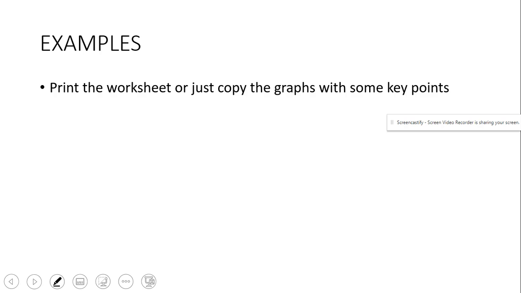The examples page is another worksheet. If you have a printer, for my distance learning students, I suggest you print the worksheet. If you don't have a printer, then you're going to want to copy down the graphs with the key points, just like you did on the first set of notes. I do not have pictures or an example of what you should be copying down, so you're going to want to make sure that you make it look as similar to the first set of notes as possible.